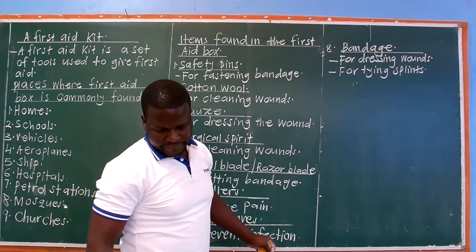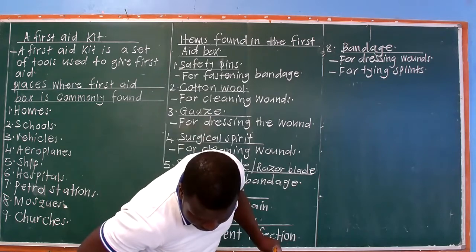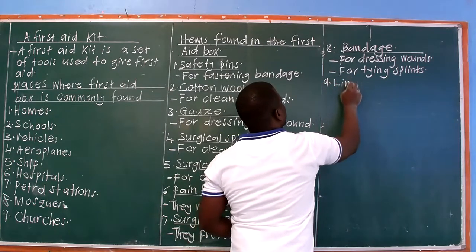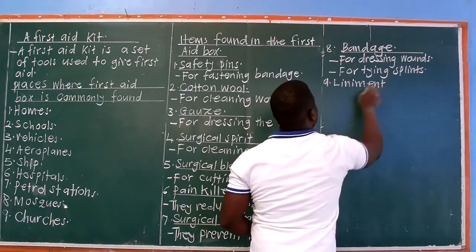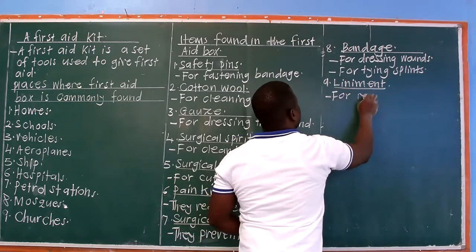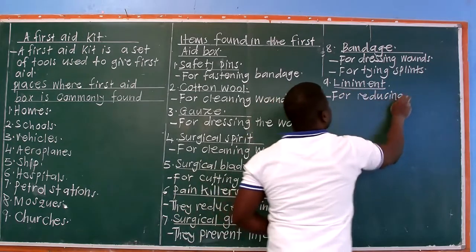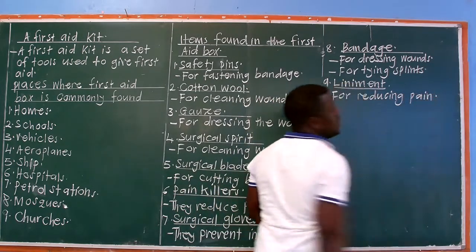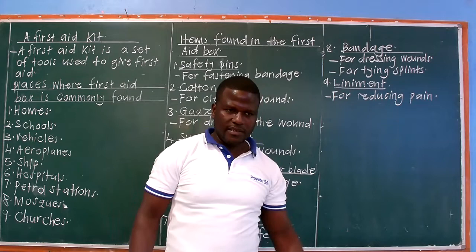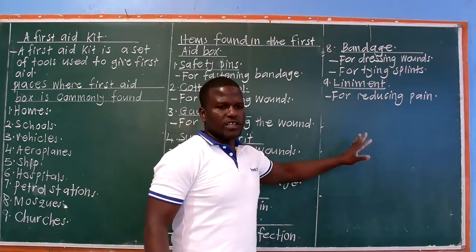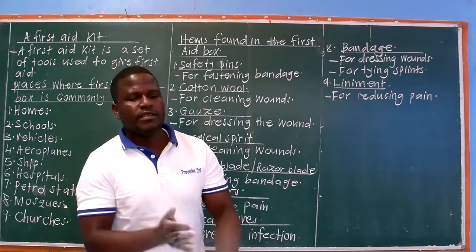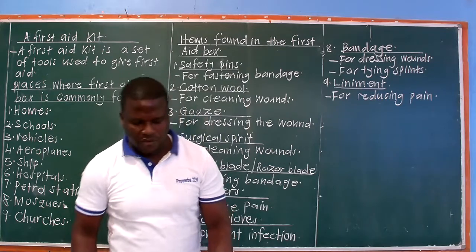Then lastly, liniment. We have what we call liniment. Liniment is used for relieving pain, for reducing pain. To reduce pain is to relieve pain. In case somebody gets an accident, like a dislocation, they get liniment and rub it against the injured part. So that is all about first aid.